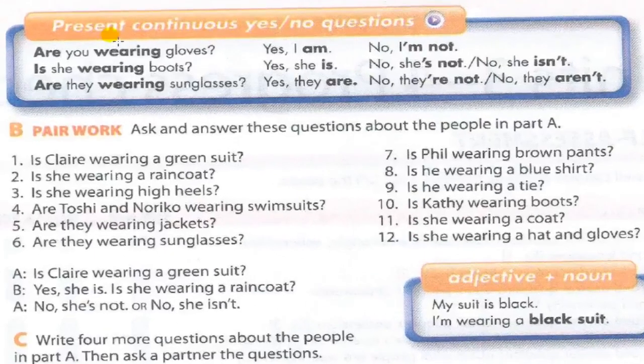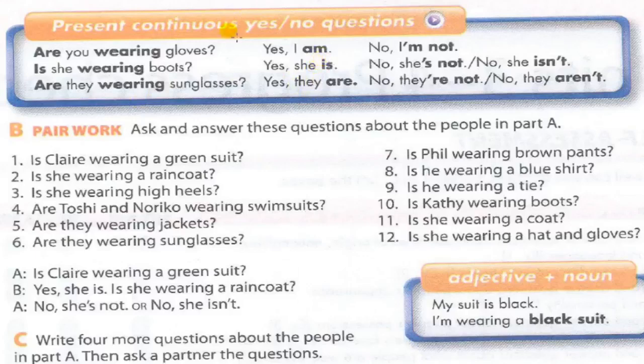Page 27, exercise 9, grammar focus. Present continuous yes-no questions. Are you wearing gloves? Yes, I am. No, I'm not. Is she wearing boots? Yes, she is. No, she's not. No, she isn't. Are they wearing sunglasses? Yes, they are. No, they're not. No, they aren't.